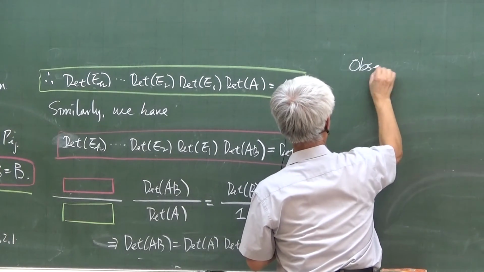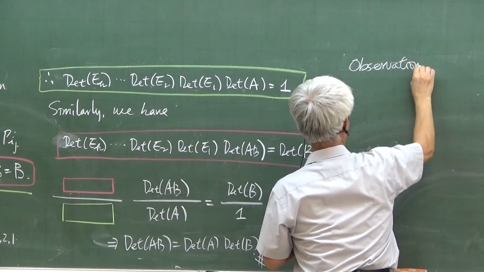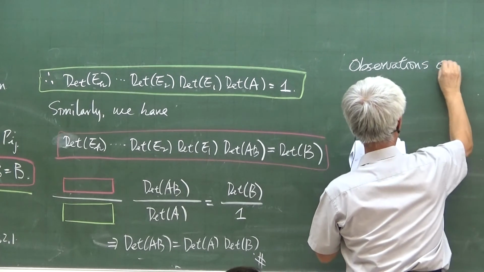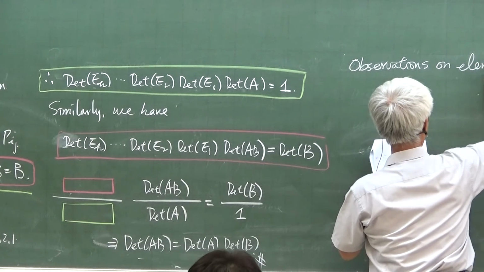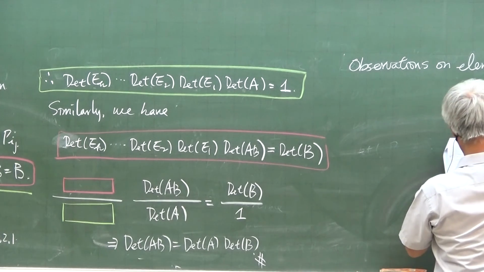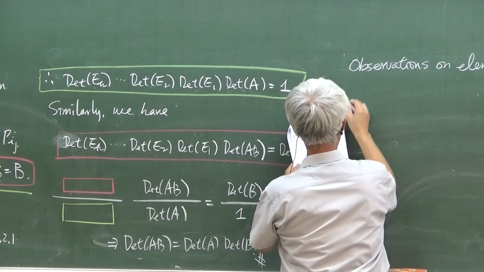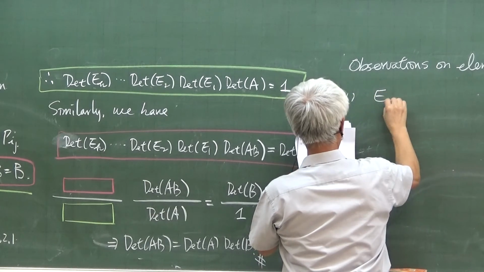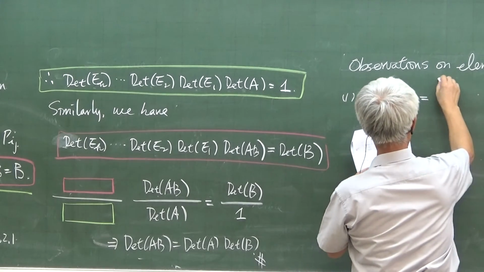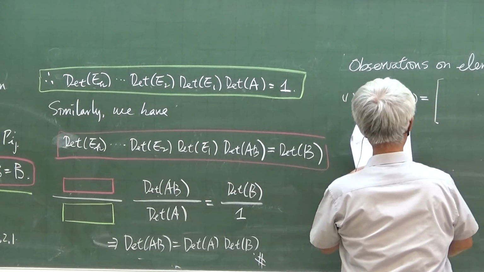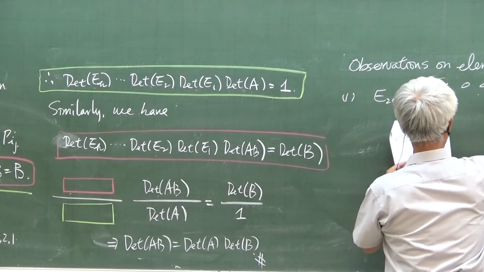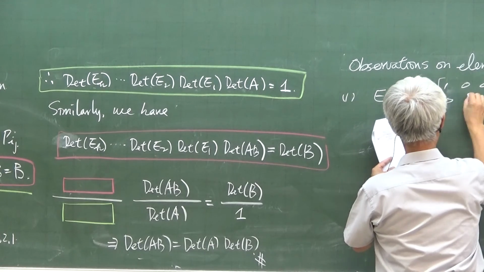Observations on elementary matrices. First observation: for example, we consider, say, 5 by 5 matrices, just for the E 2 4 alpha.